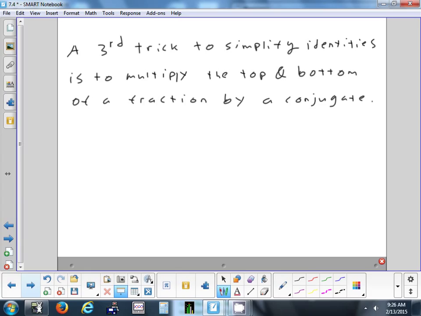Okay, so the third trick, and pretty much our last trick that we're going to use, is to multiply by conjugates. Okay, we've used conjugates a few different places. Anytime you have complex arithmetic, the way you solve that problem is to multiply top and bottom by 4 minus i. And that cancels the imaginaries from the bottom. Okay, so we're not really dealing with complex numbers, though. We're going to deal with trig functions.